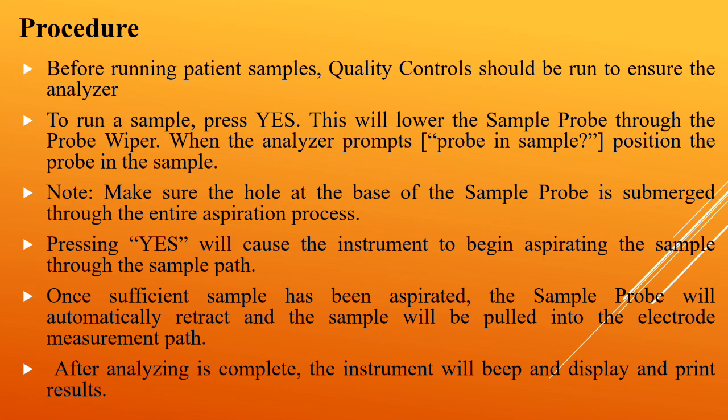Then pressing S will cause the instrument to begin aspirating the sample through the sample path. Once sufficient sample has been aspirated into the instrument, the sample probe will automatically retract and the sample will be pulled into the electrolyte measurement path. After analyzing is complete, the instrument will beep, display the report, and also give the printout result of the electrolytes.